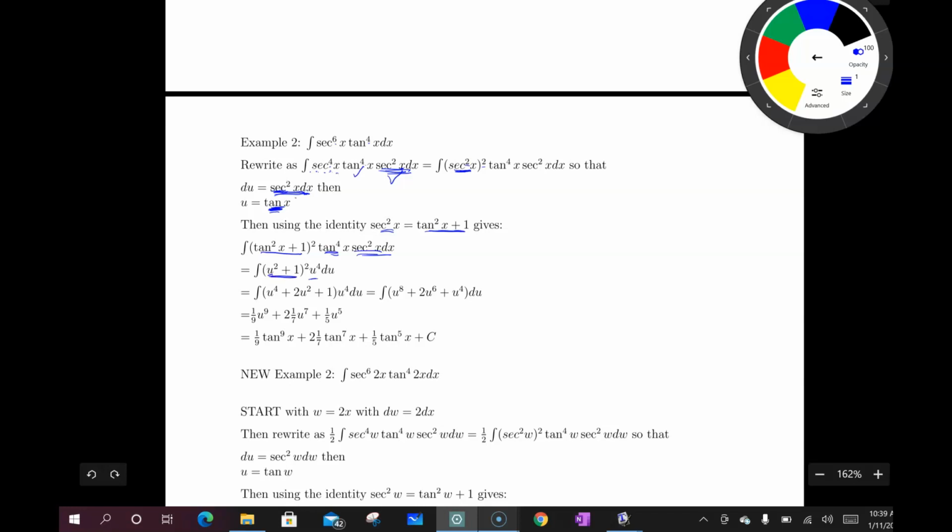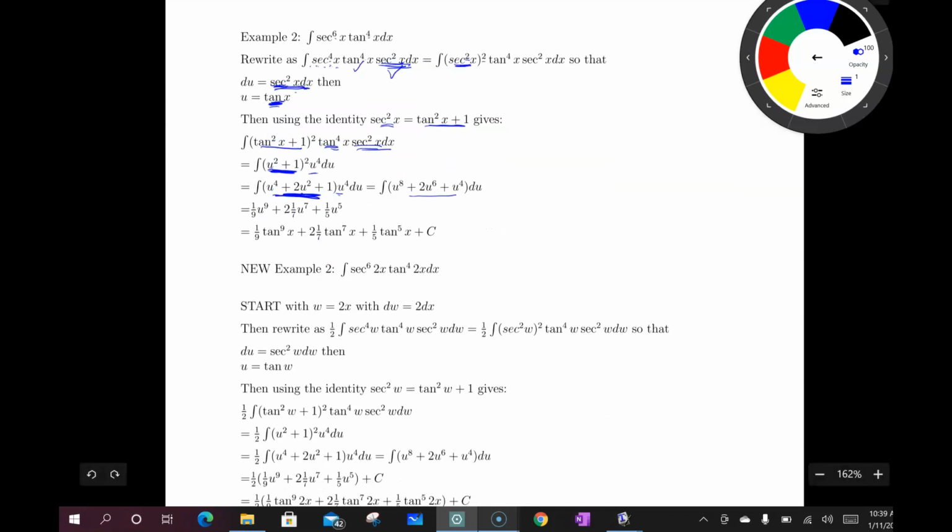All right, so I need to multiply this out, so be really careful foiling it out correctly. Then take another step to multiply this u to the fourth in. Then finally take the antiderivative, then put the x's back in, right? The u equal tangent of x. So this one's just a little bit of a change.